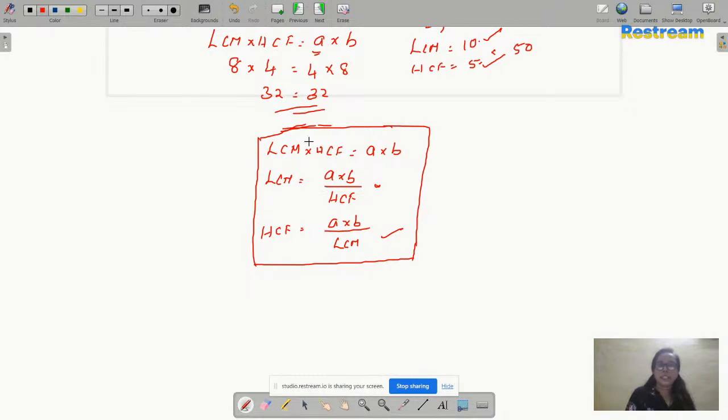Here actually, how many formulas are there? 3 formulas are there. The fundamental theorem of arithmetic, where we are finding the composite numbers and writing them as the product of primes. Now here this is the LCM and HCF. How will you find the LCM if you are given the product of two numbers and the HCF? How will you find the HCF if you are given the product of two numbers and the LCM? Clear? Shall we go to the question? This is the formula.